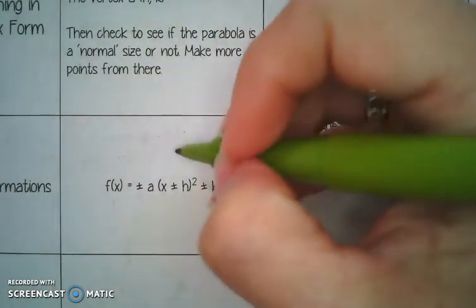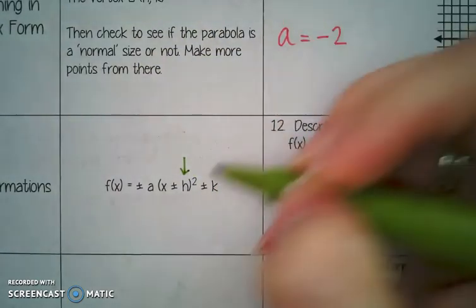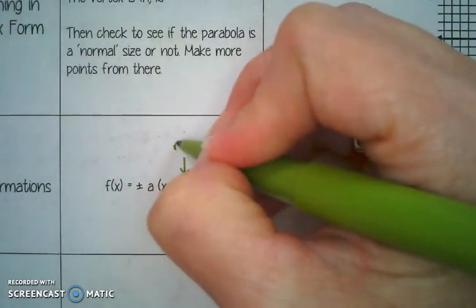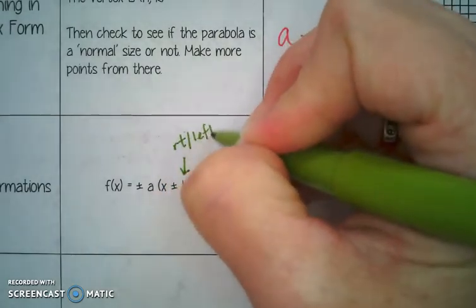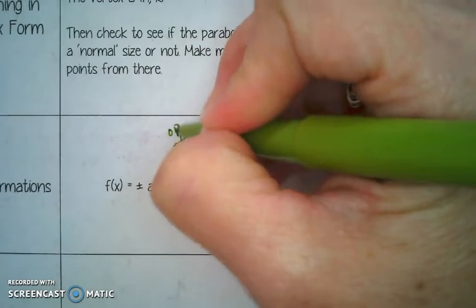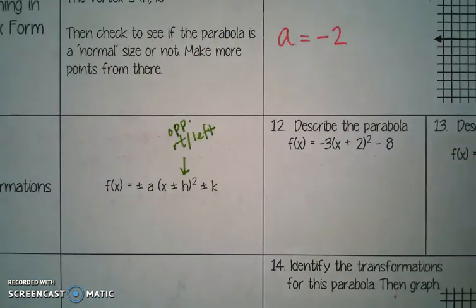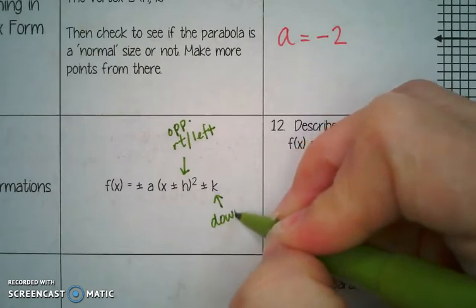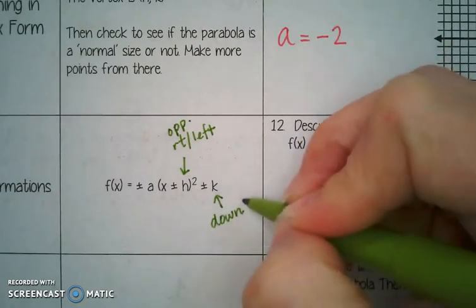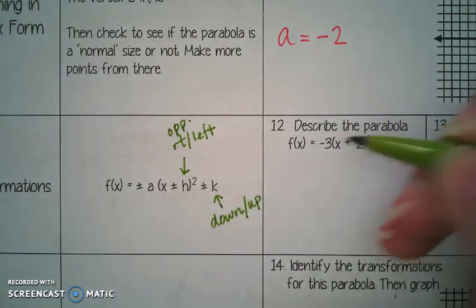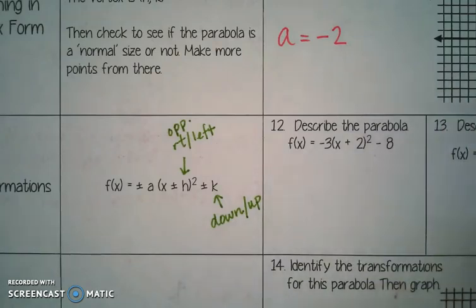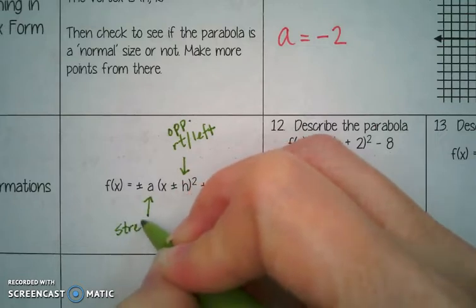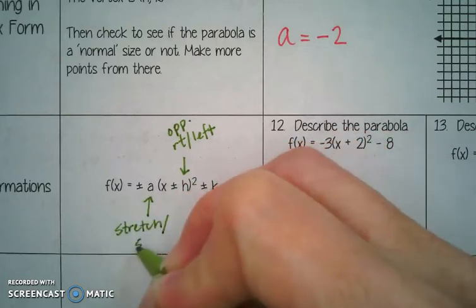All right, so first up, this one right here, this is part of our vertex, but this is the x value of the vertex. So this tells us whether to move right or left, and remember it's always the opposite. The value of k tells you to go down or up, but you use k as it is. This value of a right here tells you if there is a stretch or a shrink.